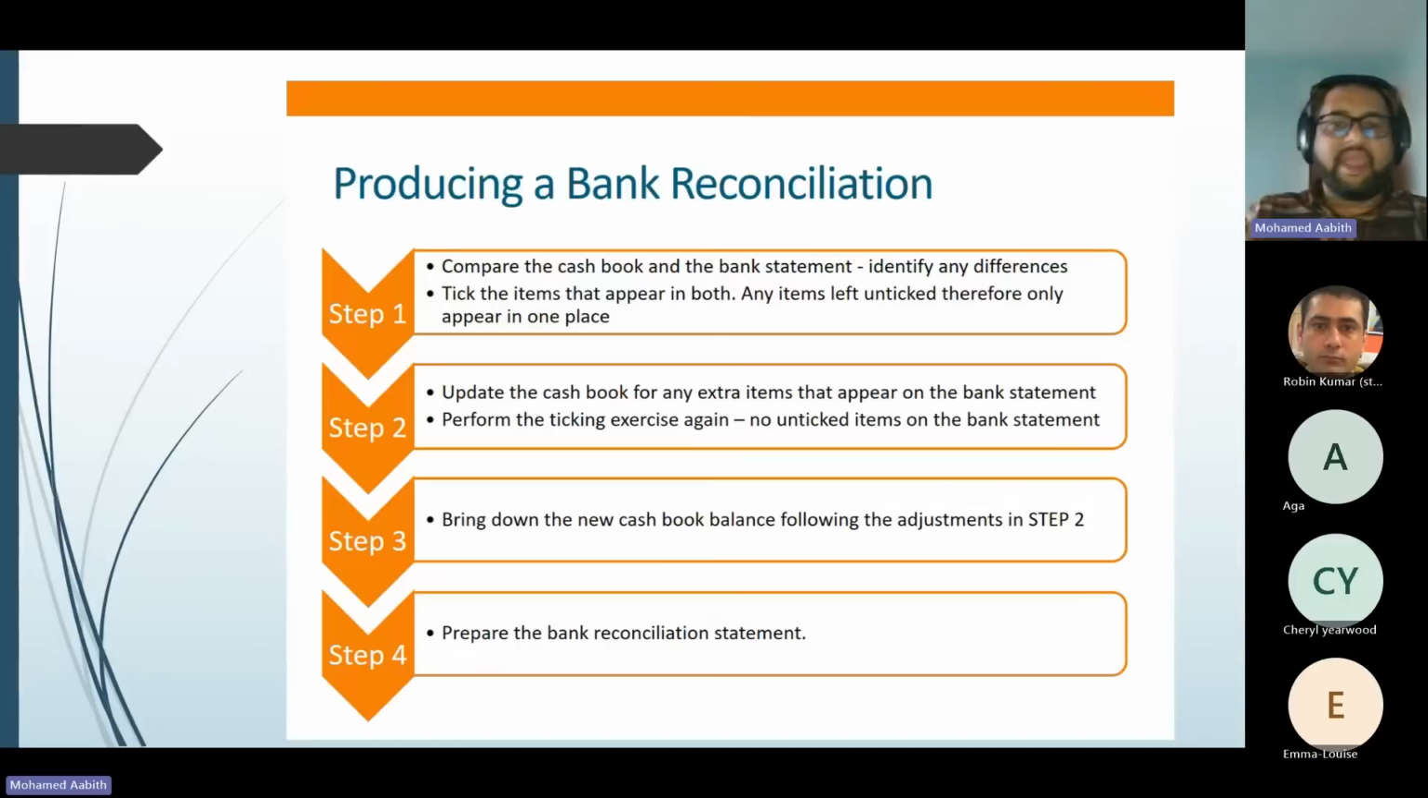So step 2 is updating the cash book with any extra items appearing in the bank statement, bringing down the new cash book balance, and then preparing the bank reconciliation statement. I have something here to show you, which we're going to use for the bank reconciliation. Give me one second, please. Let me find the file.